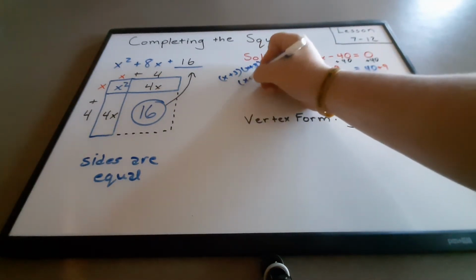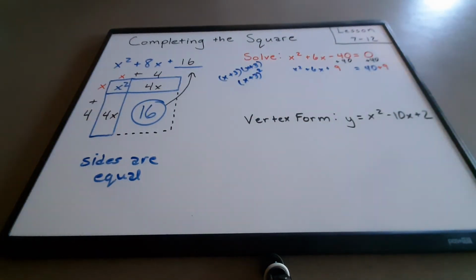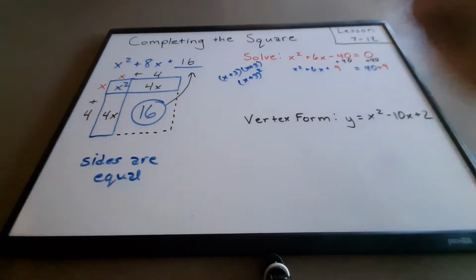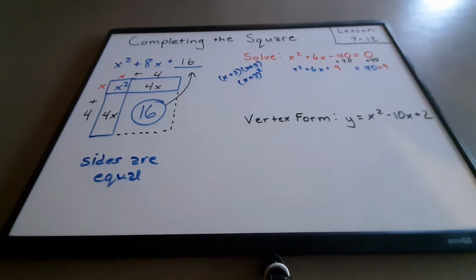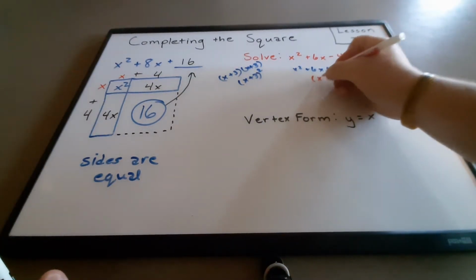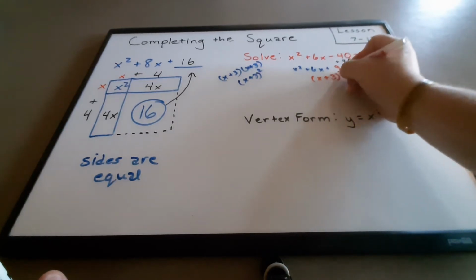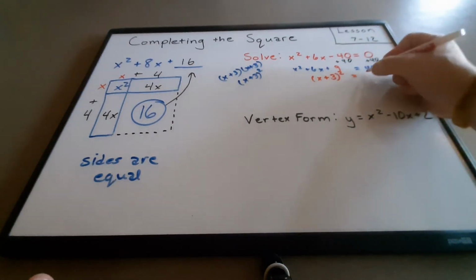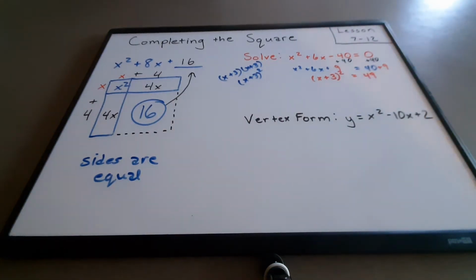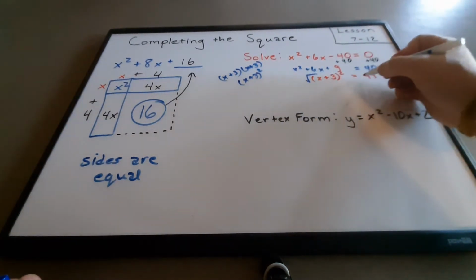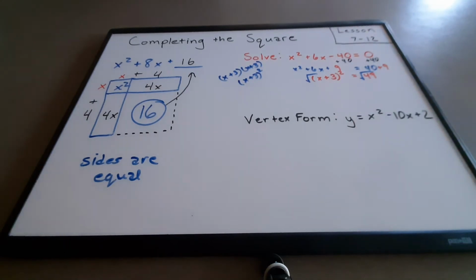Because it's a square, we can write it with that exponent of 2. So we're going to write this problem as x plus 3 squared equals, we're going to add these together and make 49. And now we create a situation that is going to be really simple to solve. We have a square here. The opposite is square root. So we're going to square root both sides. When you square root, that gives you two answers, a negative and a positive. So 49 can be both negative 7 and positive 7.